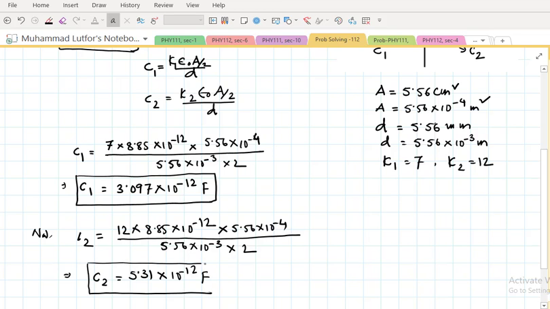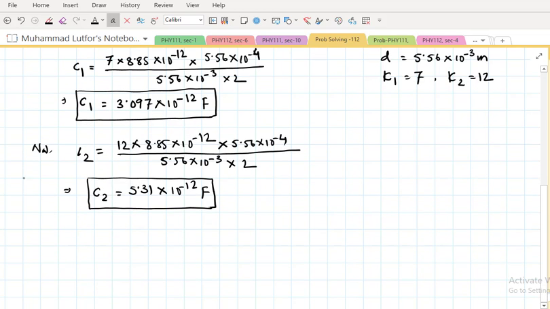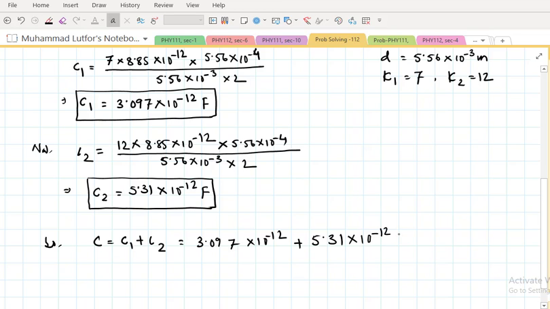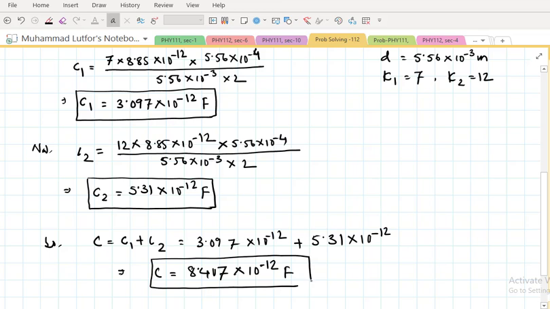Now the total capacitance would be the sum of these two capacitors, right? So we can write the total capacitance C as C1 plus C2, which is 3.097 into 10 to the power minus 12 plus 5.31 into 10 to the power minus 12 farad. If you add, you will find the total capacitance is 8.407 into 10 to the power minus 12 farad. So that is the total capacitance of this parallel plate capacitor with two dielectric constants. This is the answer to this question.